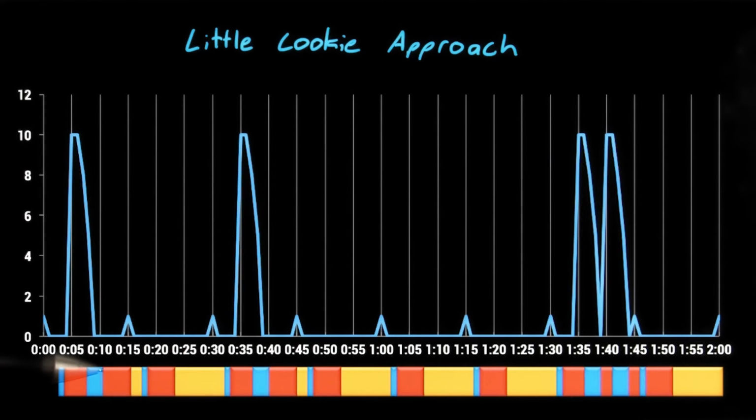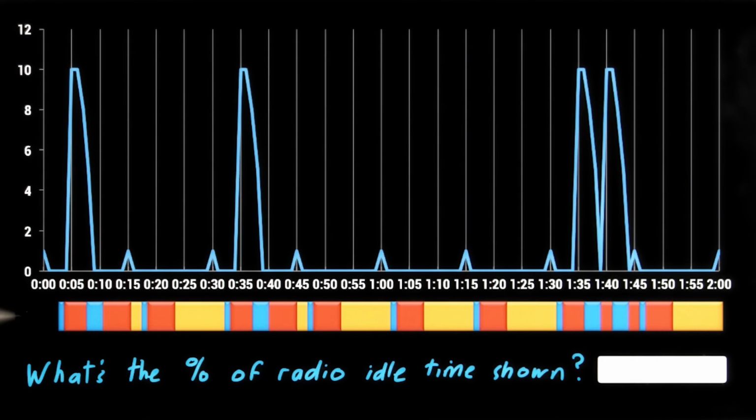Beneath it, we've graphed how this affects the radio state. The blue shows active data transfers, the red the radio in full power, and yellow showing low power mode. The gaps in between, if there were any, indicate when the radio is idle. So while this app is running, what is the percentage of time that the cell radio is able to go back to its idle state?